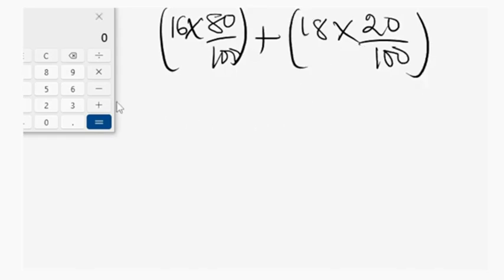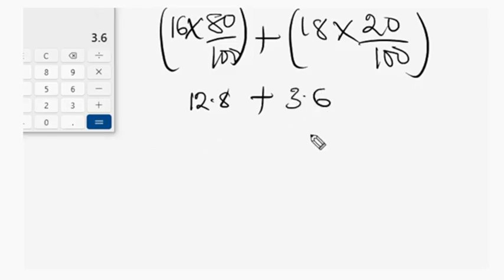So guys, let's quickly use our calculator to solve this out. 16 times 80 over 100, and that's 12.8, then plus 18 times 20 over 100, that's 3.6.